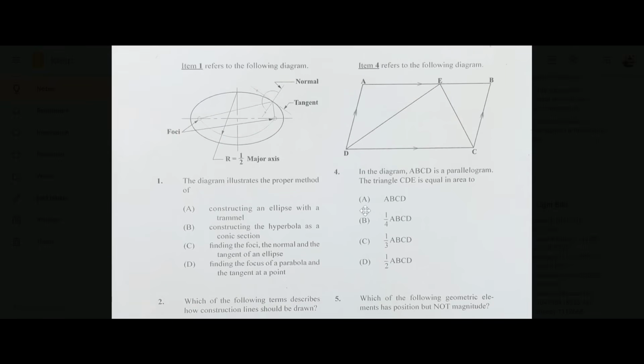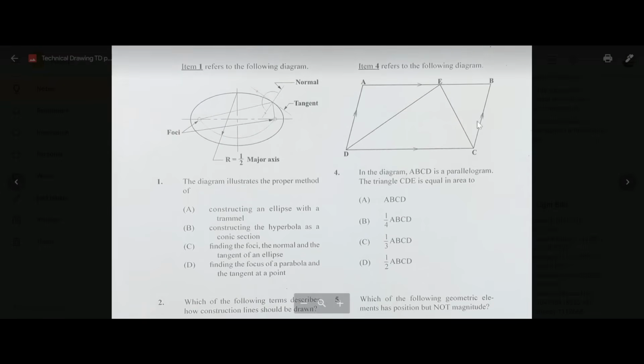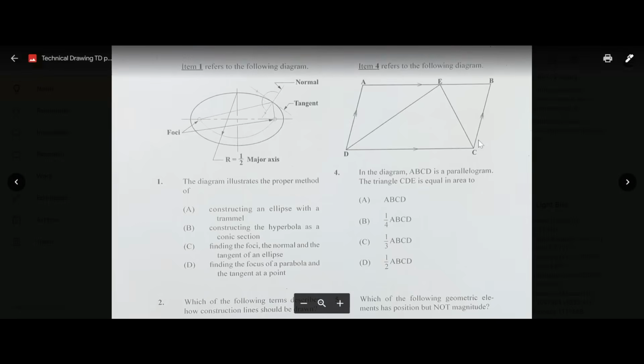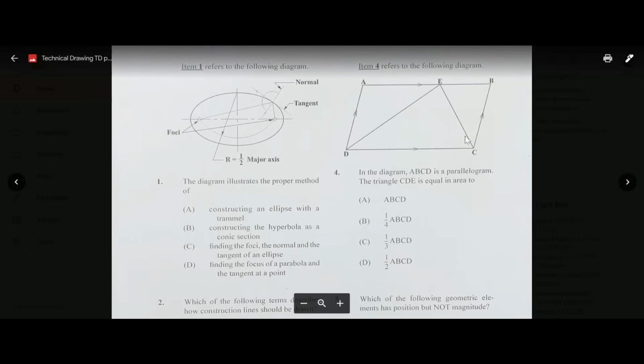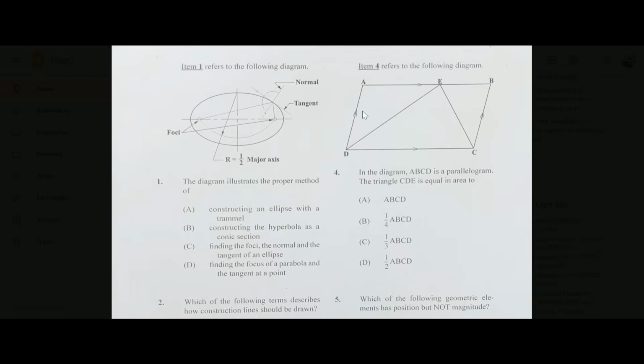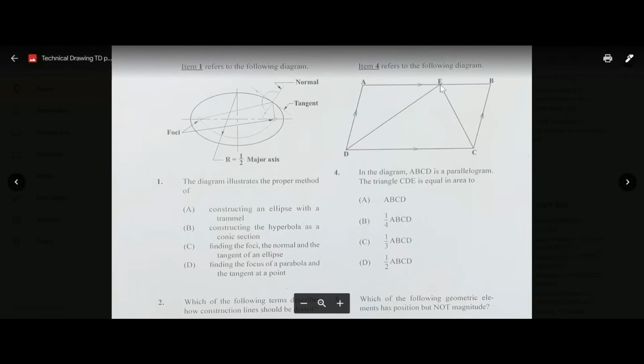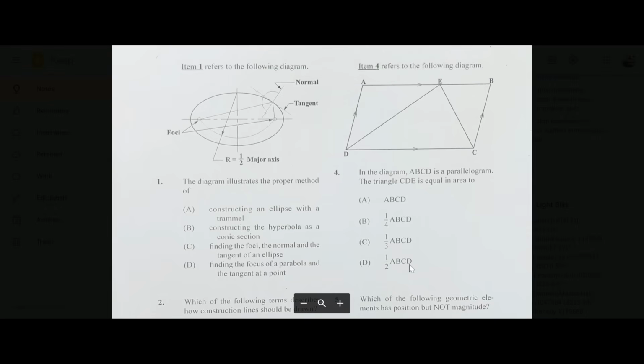Number 4, in the diagram, ABCD is a parallelogram. The triangle CDE is equal in area to, so CDE is equal in area to half of ABCD, right? And we would have discussed this before. Basically, the triangle has the same baseline as the quadrilateral, and it has the same height. So once a triangle has the same base and the same height as a quadrilateral, then it has half the area. So the answer is D, half of ABCD.